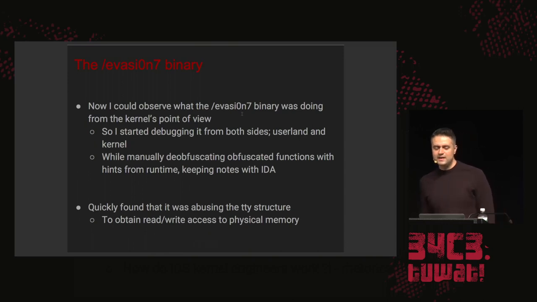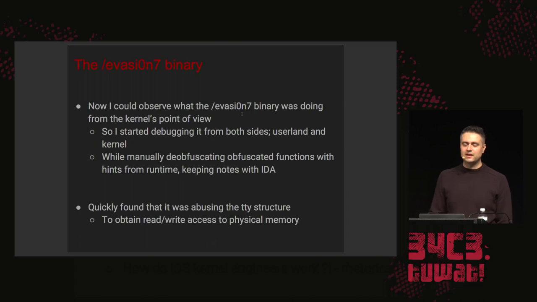Okay, so now I could debug the Evasion 7 tethered binary both from the userland side and from the kernel side, and that was good because I was analyzing at runtime, and at the same time I was reversing it in IDA, so the obfuscation I could deal with much faster since I was taking hits from runtime. At that point, things started moving fast, and I quickly found that it was abusing the DTB structure to obtain read-write access to physical memory.